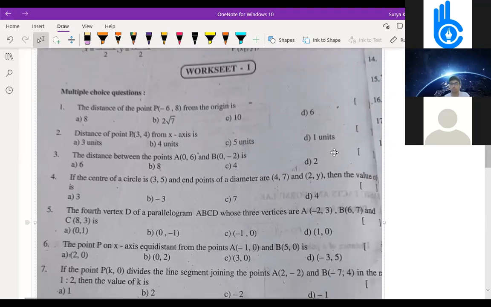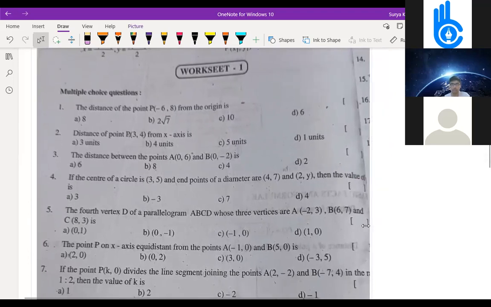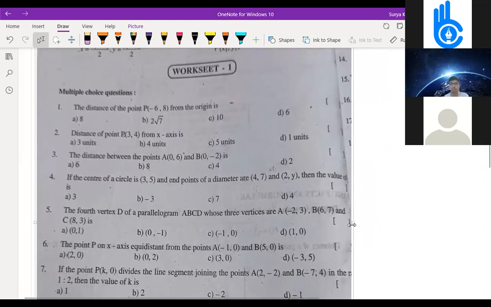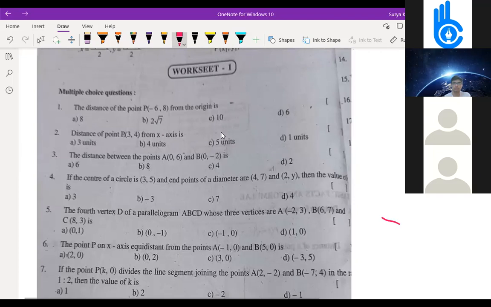Okay, sir. See what we have to do right now in the first question, children: find the distance between point P and the origin. It is a very easy question. All of you on the camera, Adarsh. Good evening, sir. Good evening.